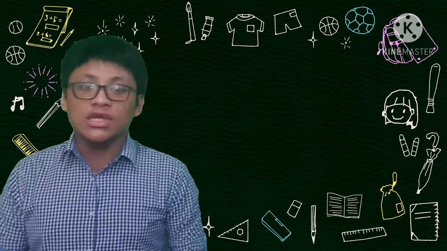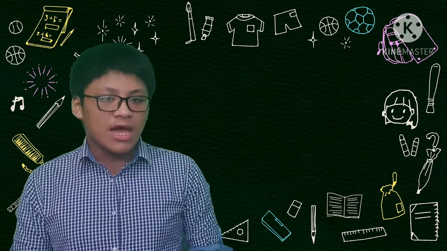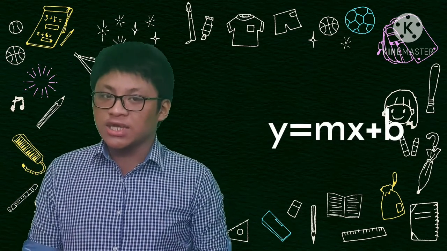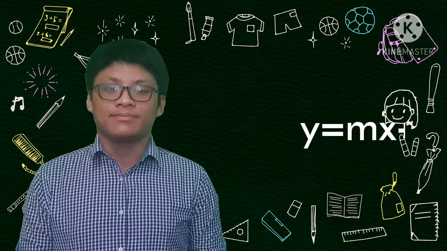Remember when I said that linear equations can be graphed onto a rectangular coordinate system? Well, you may be wondering just how we do that. For the simplicity of this video, I'll only be showing you how to graph a linear equation in the slope-intercept form.